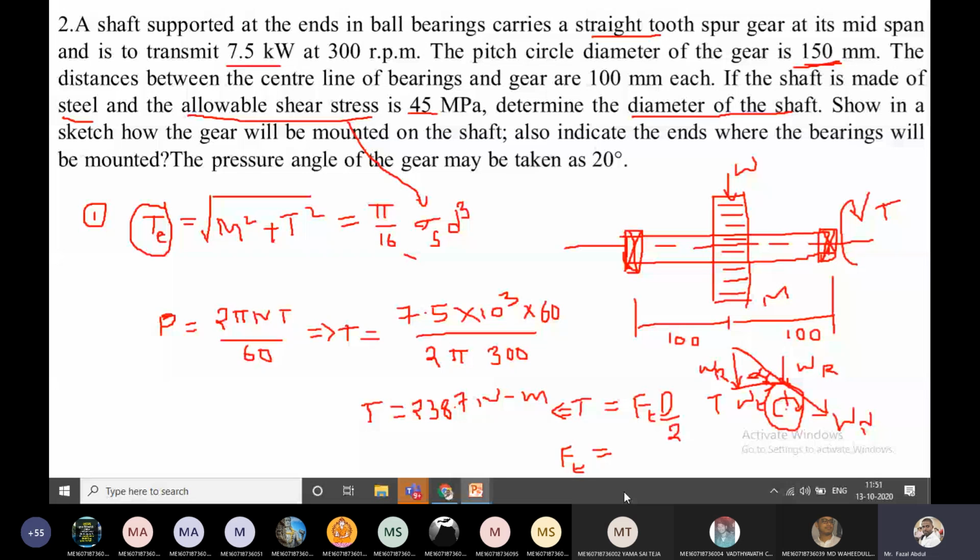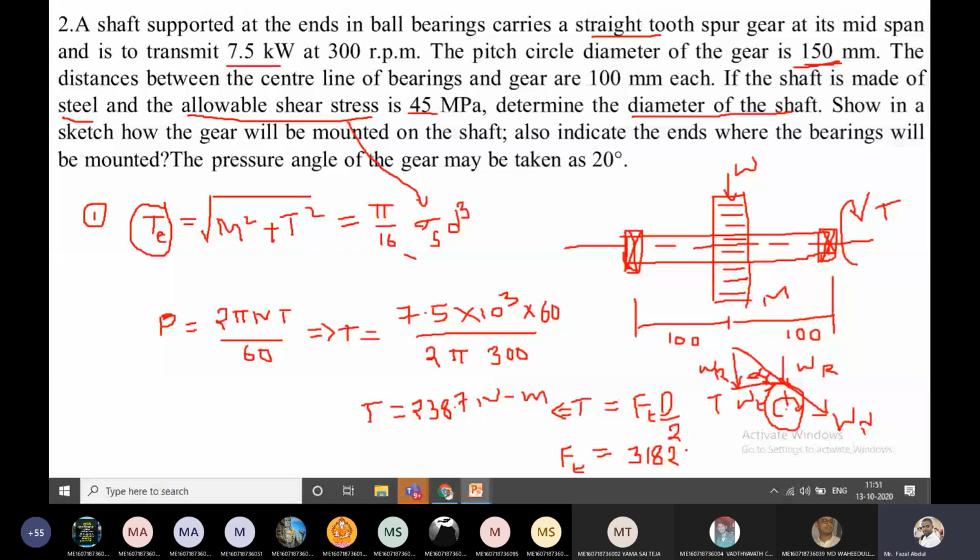3182. What is the units? Newton. Very good. Okay. This much of tangential load is acting on the gear. Now, what we require? We require the normal load. Normal load is nothing but the resultant load acting on the gear, nothing but it is acting on the shaft. Okay. So normal load we require.